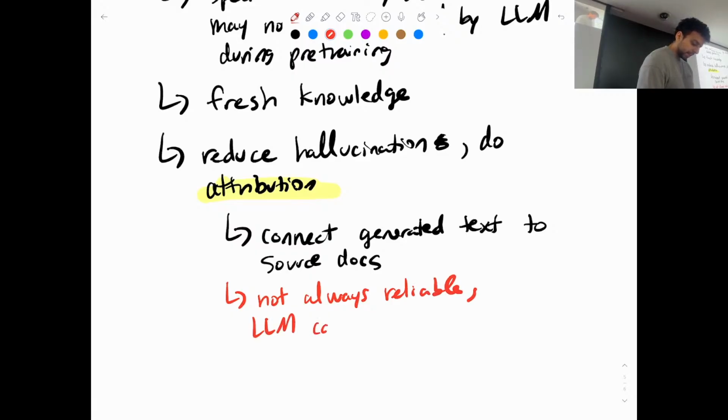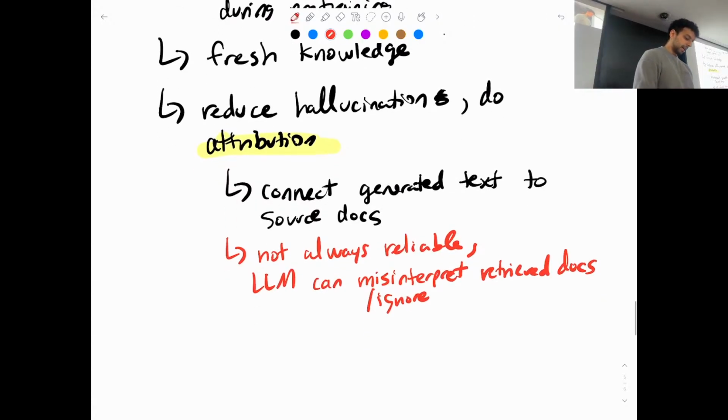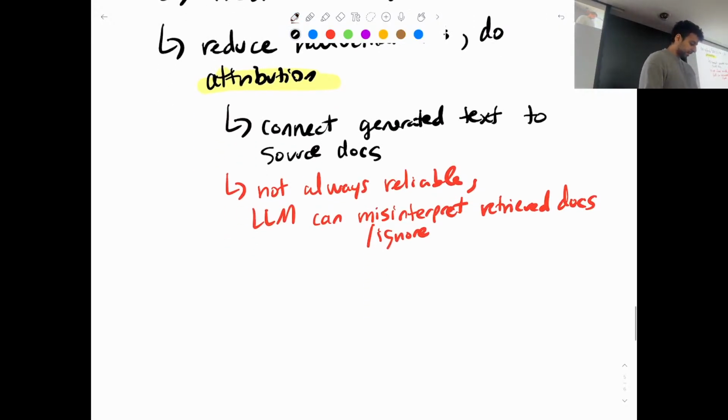Oftentimes an LLM can misinterpret the retrieved docs, or even ignore the documents. That especially happens in cases of knowledge conflict. That's a good segue into the bad things about RAG.